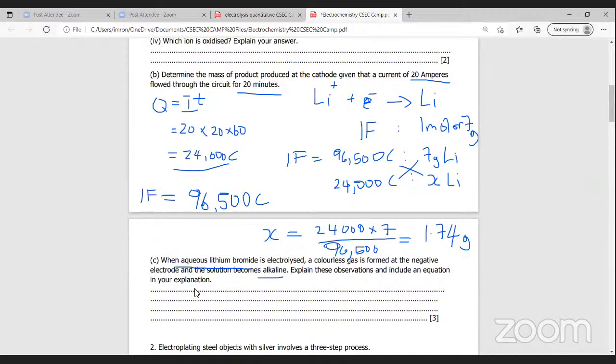All right, I'm going to give you a second to think about that. You can answer in parts or the whole thing in the chat. Any part of it you want to answer. You want to tell me what the gas is, you want to give me the equation. Explain why this solution becomes alkaline, what's happening in this electrolysis of aqueous lithium bromide.